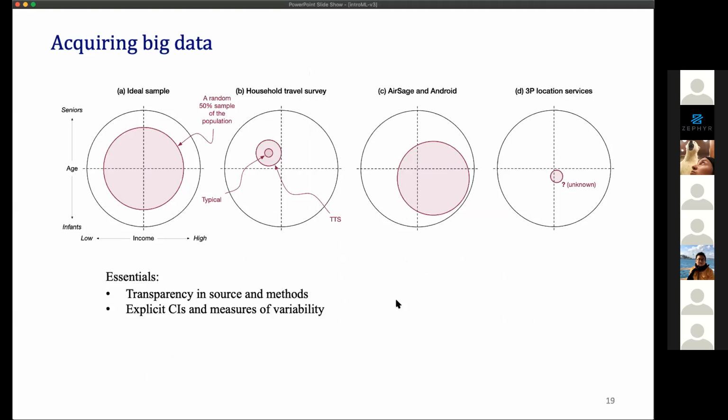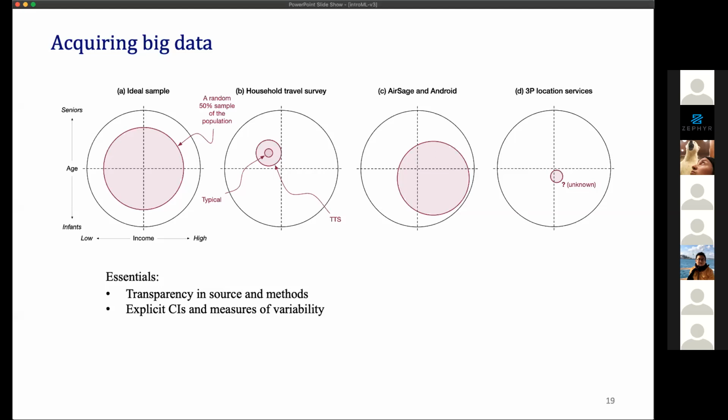The other thing that you're going to have to deal with in machine learning, that we've talked a lot about in conferences at TRB and other places recently, is really coming to grips with big data and what it is. Because if you're acquiring big data from a provider, you need to know something about it. So in this diagram here, I've just made a couple of circles, and the dimensions are age versus income. Ideally, if I wanted to sample 50% of the population, I would go in all of those directions evenly, so I wasn't biasing my sample in any way.